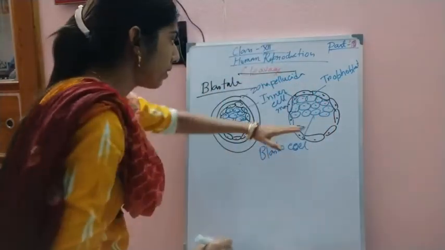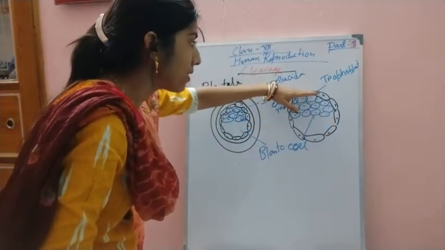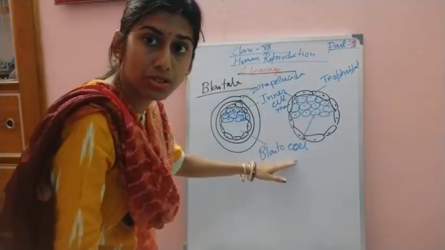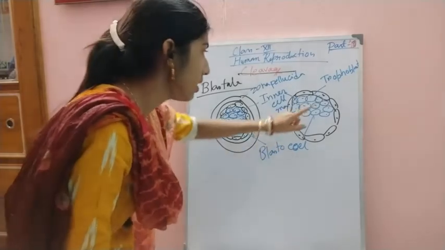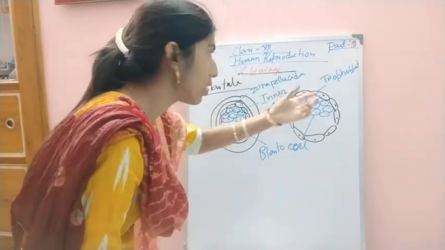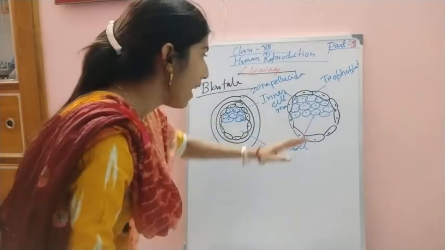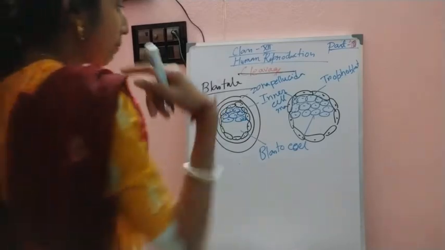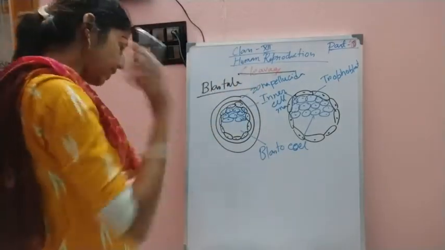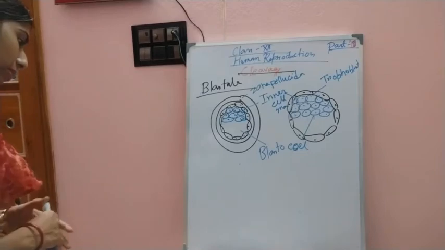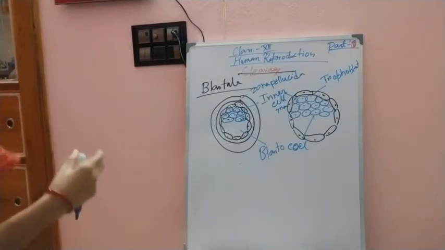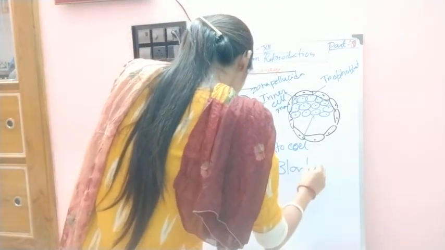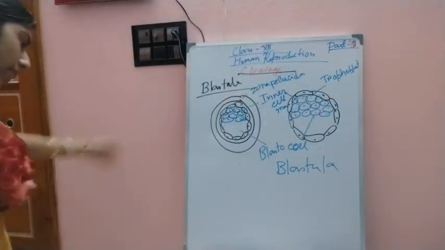The inner cell mass will be on one side, and on the other there will be a vacant space. The cavity is called the blastocoel, and outside it a layer is formed, which is called the trophoblast or trophoectoderm, and that inner cell mass will be called the embryoblast. With the formation of the blastocoel, that stage will be converted into the blastocyst.